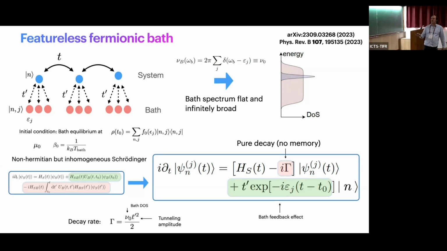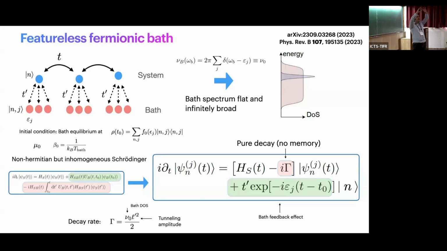So it's the usual Schrödinger equation plus an imaginary part that you can compute explicitly, given by the density of states of the bath times the tunneling strength, plus this source term. This is an equation that people use, for example, when they are doing open quantum systems. But one piece that is usually ignored is this source term. So it's important to keep this source term that contains the initial condition of the bath at some initial time.